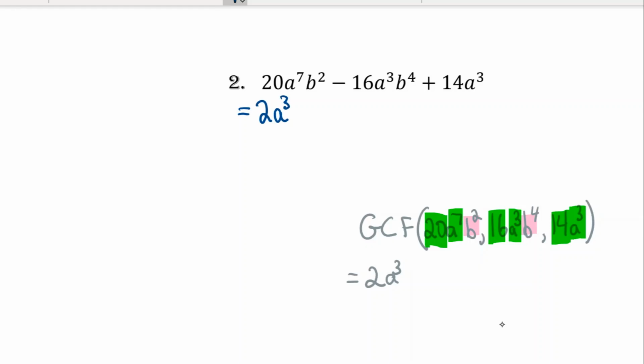and now we think about, once again, 2a cubed times what will give me my first term. So in this case, 2 times 10 equals 20. A cubed times a to the power 4 equals a to the power 7. And then we need to put our b squared because we don't have that in our GCF. Okay, now we want to move on to our second term.